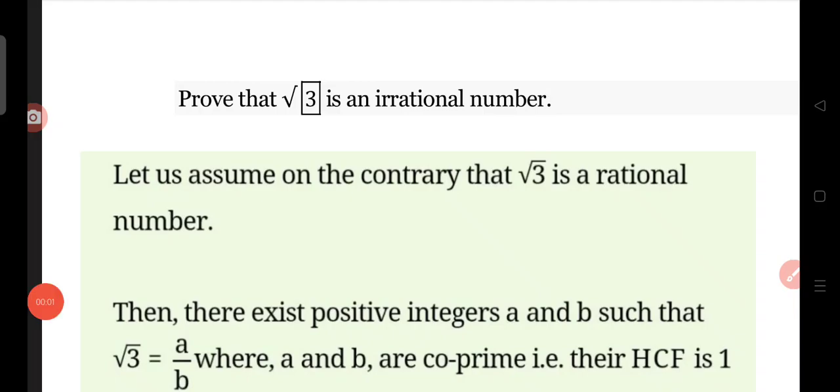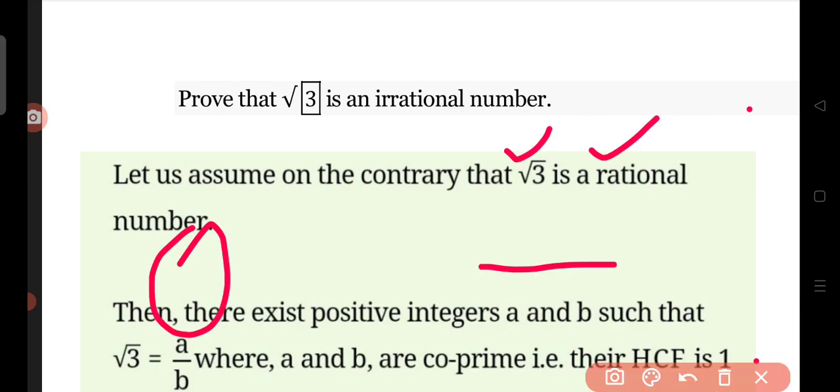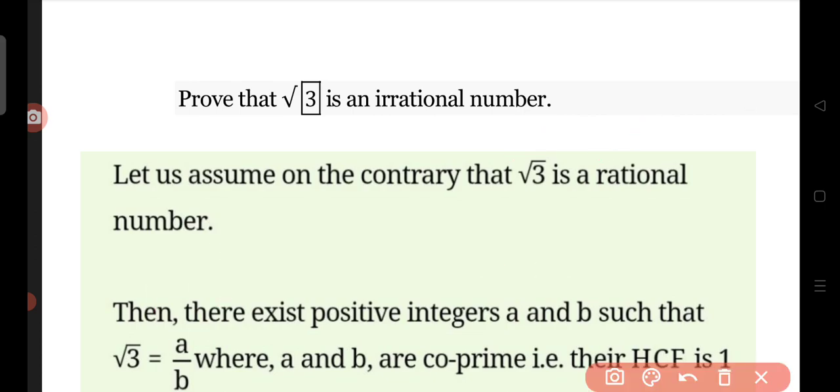Good morning, students. Now we will continue our session on real number problems. Our next problem is: prove that root 3 is an irrational number. So we will assume that root 3 is a rational number.